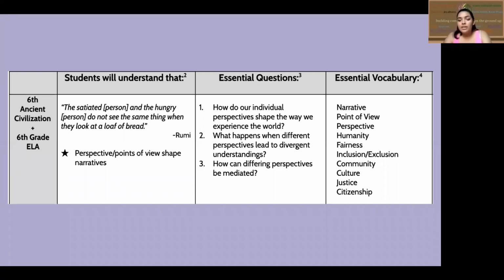Along with these essential questions that they'll be asked to think about and answer during the course, they'll also be learning things such as fairness, humanity, inclusion, exclusion, community, culture, justice, citizenship. So it's briefly introducing them to this critical thinking that is ethnic studies and getting them to rethink the way that they've been taught originally of just one perspective.